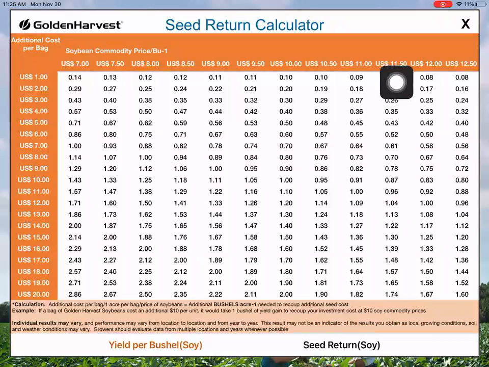And you can follow the table anywhere from the commodity price and the additional costs to get what your yield advantage will need to be in order for that to make sense from a financial standpoint for the grower. Now, that's a static table.